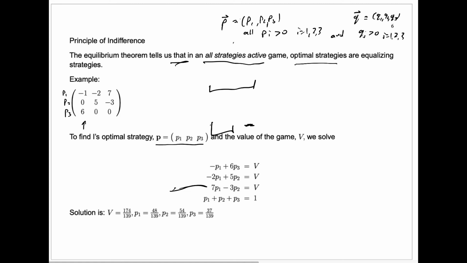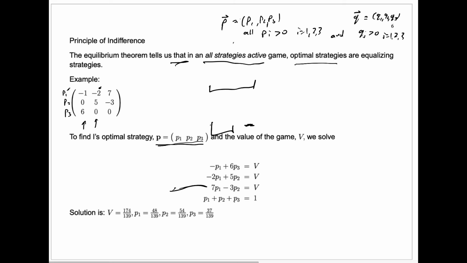What happens if player 1 plays this probability vector P and player 2 plays column 2? Well, then the expected return will be -2 times P1 plus 5 times P2. So we'll want that to equal V. And similarly, if player 2 plays column 3, we'll want 7P1 minus 3P2 to be V. Now I'm going to add one more equation, P1 plus P2 plus P3 equals 1. That just says P is a probability vector.